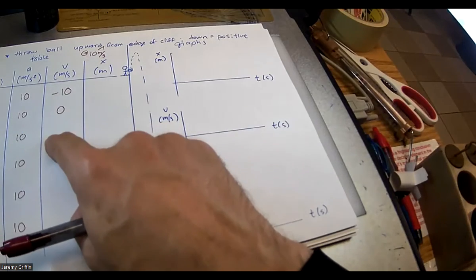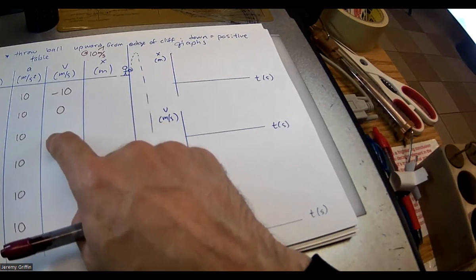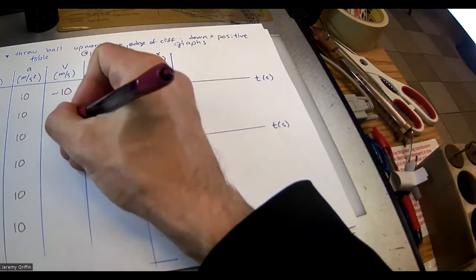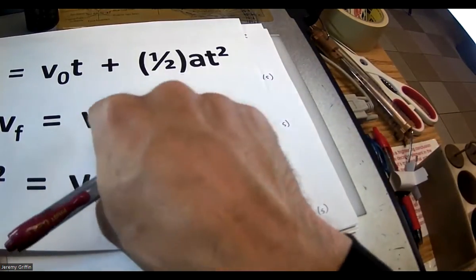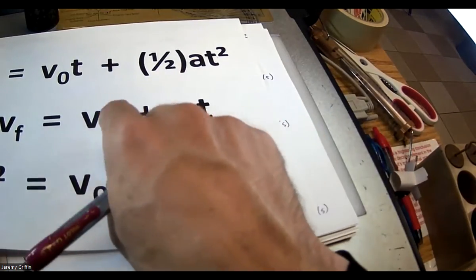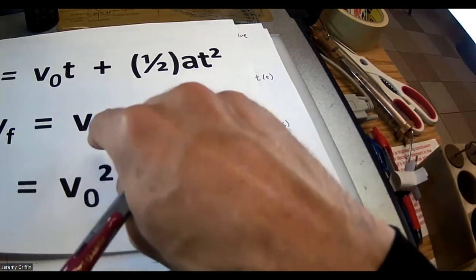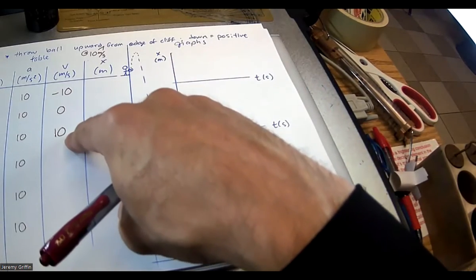Okay. What about after 2 seconds? What number do you think goes here? It's saying 10. Okay. If you're not sure why it's 10, let's try this. What's negative 10 plus 10 times 2? Negative 10 plus 20. That is positive 10. It's 10 meters per second towards the ground.